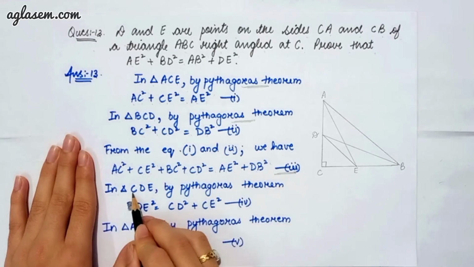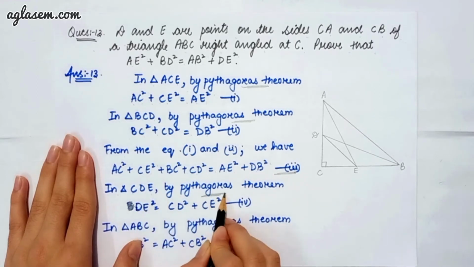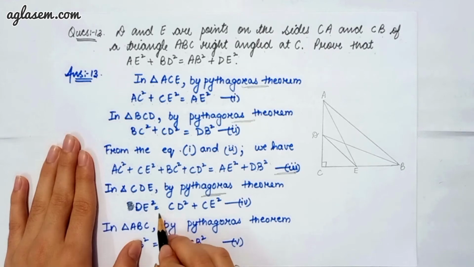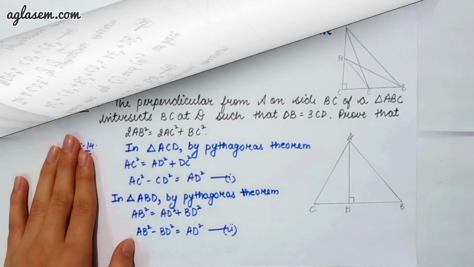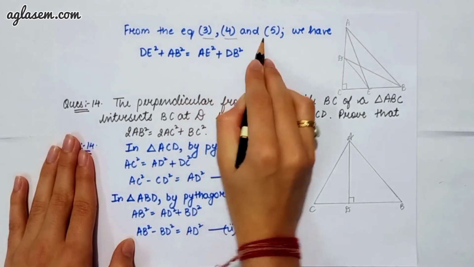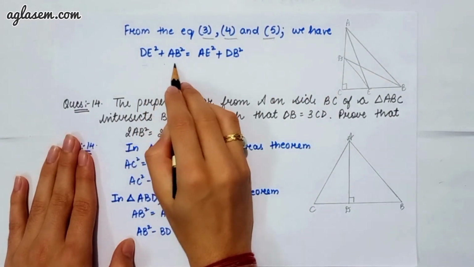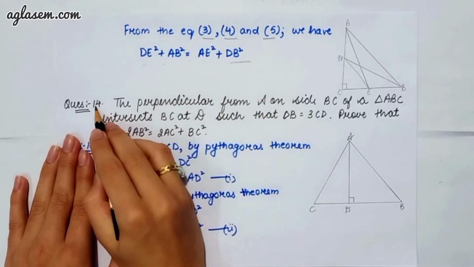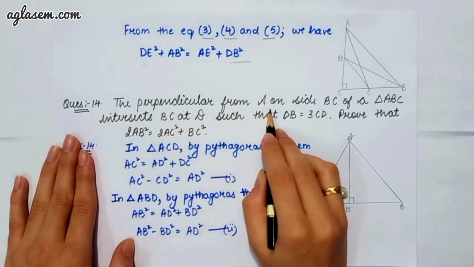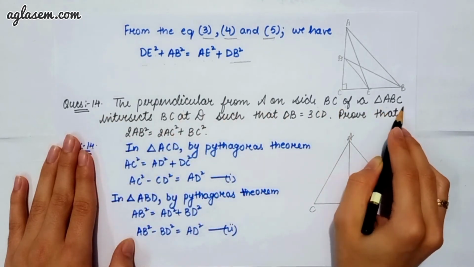So now in triangle CDE, again applying Pythagoras theorem, we have DE square is equal to CD square plus CE square. That is our fourth equation. And in triangle ABC, again we apply Pythagoras theorem, that is AB square is equal to AC square plus CB square. That is our fifth equation. From these equations, that is 3, 4 and 5, we have DE square plus AB square is equal to AE square plus BD square.